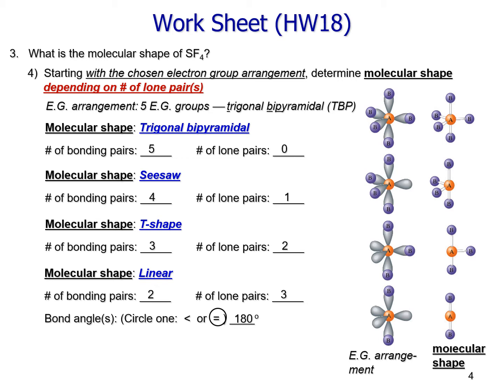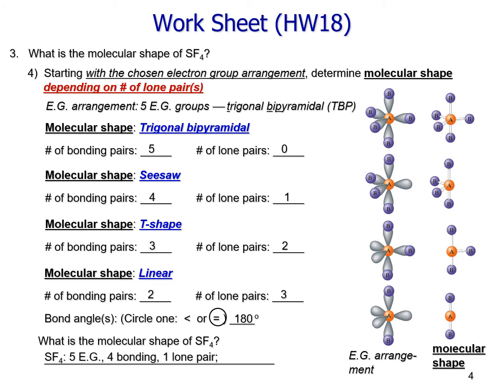Let's go back and take a look at sulfur tetrafluoride. What is the molecular shape for such a molecule? As we recall, there are 5 electron groups on the central atom, which is sulfur, 4 bonding, 1 lone pair. That makes this one.